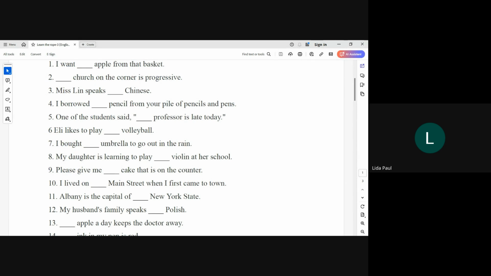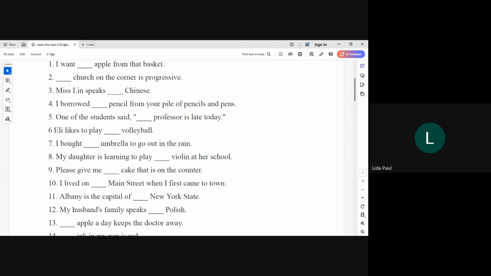10th one. I lived on dash Main Street when I first came to town. The Main Street? No article. So names of streets do not require any article. I lived on Main Street when I first came to town. You don't require any article there. So names of streets usually do not need it.